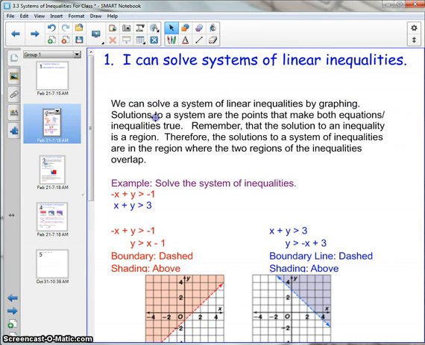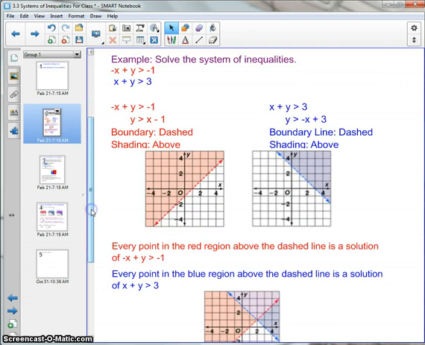So we want to remember here that our solution to an inequality is a region. So if we're going to have a system of inequalities, then our solution is going to be a region, but it's going to be where the two regions, one from each inequality, overlap. And we'll look at that further in our first example.